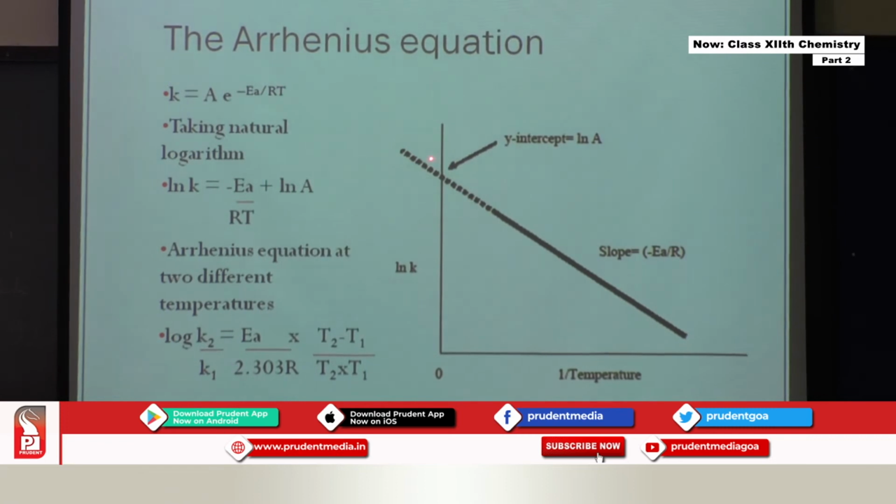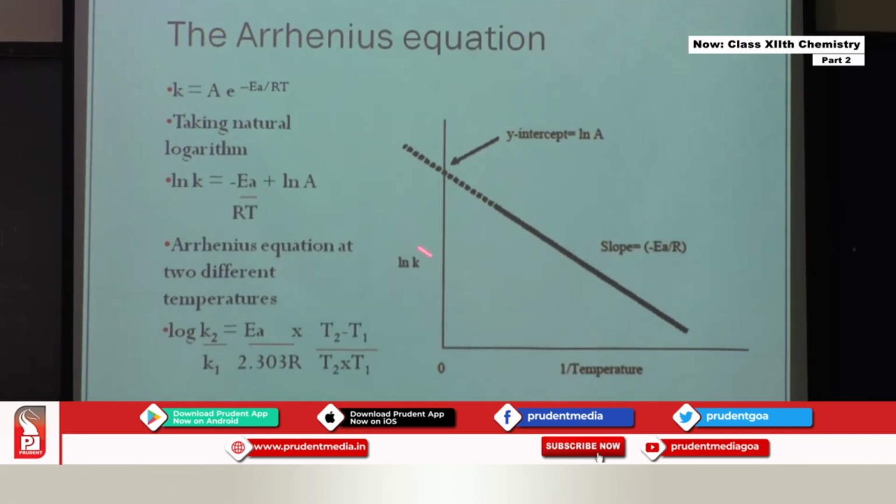Now, if you look at the graph here, it is a plot of ln k versus 1 upon T. This equation is of the type y is equal to mx plus c. y is ln k, c is the intercept, ln A, and 1 upon T is on the x axis. The slope is going to be minus Ea upon R. So, you should be able to plot the graph. You should know what to write on the x and the y axis, and the slope as well as the intercept, using this equation which we have taken from the above equation.